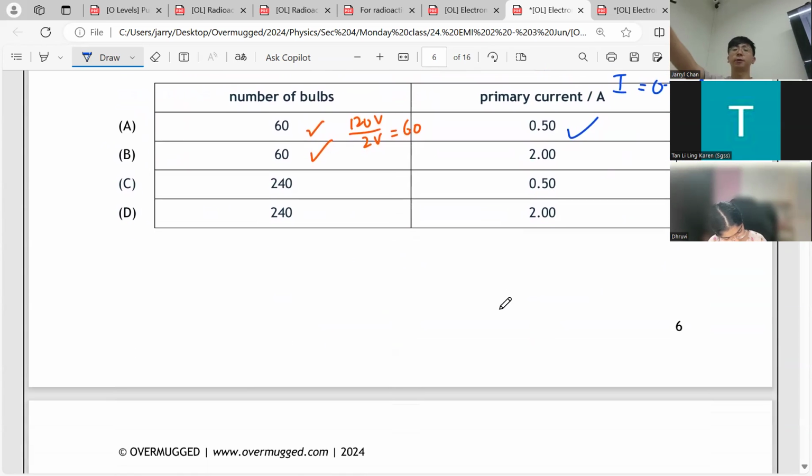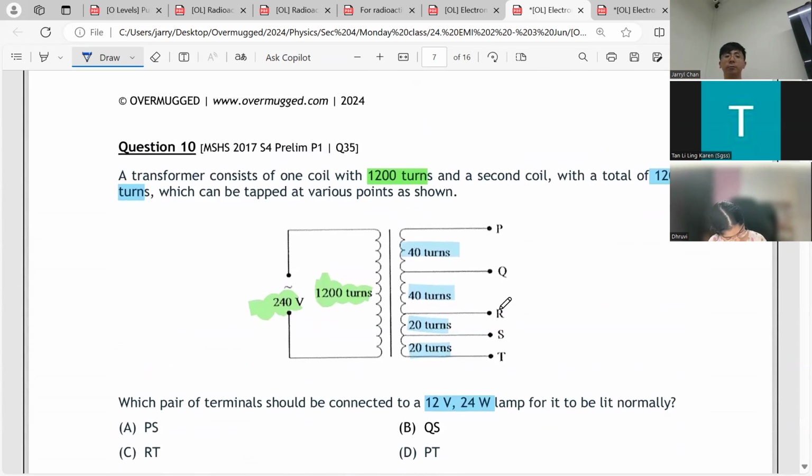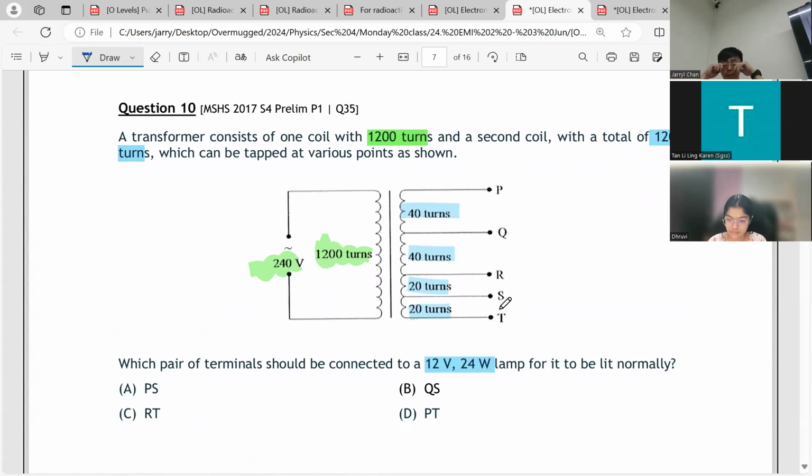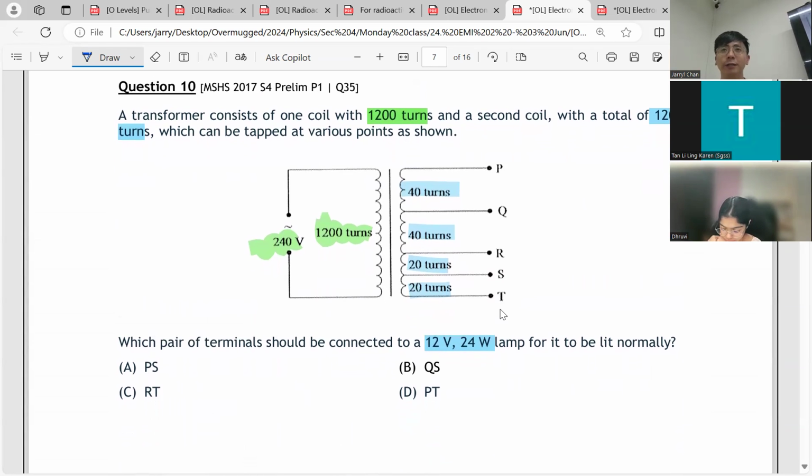Question 9. Question 10. Question 10 is a little more challenging, I feel. But if you manage to see this, it becomes very easy. Let's see. 1,200 turns in the primary coil, then secondary in total 120. Immediately this is a step down transformer. Step down. Right? Because I have fewer turns in the secondary coil. 1,200 to 120, it's going to step down by divide by 10. So in the secondary coil, I should expect 24.